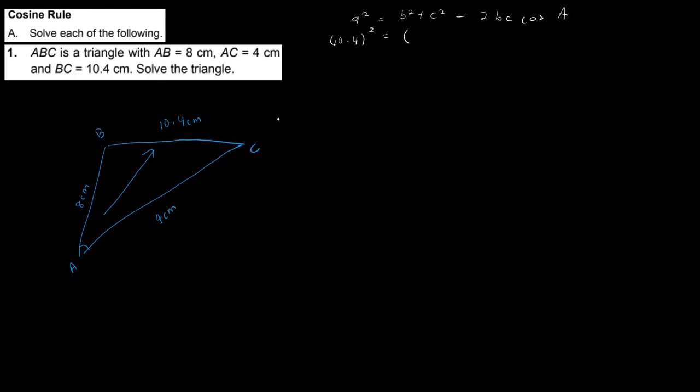Opposite B is 4 cm, so 4 square plus C square. Opposite C is 8 cm, minus 2 times 4 times 8 cos A. Okay, calculate the squared value first.